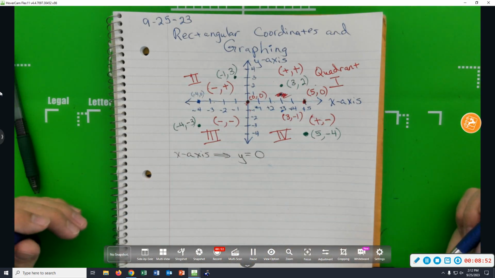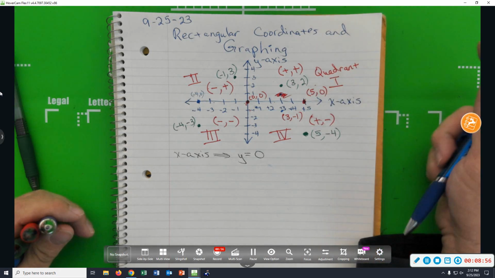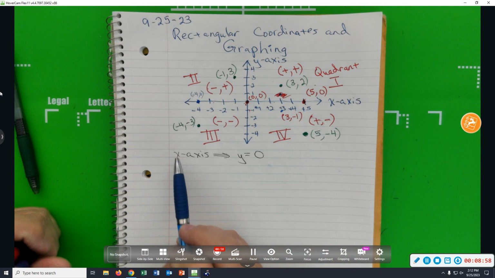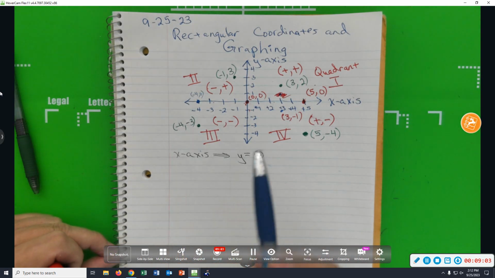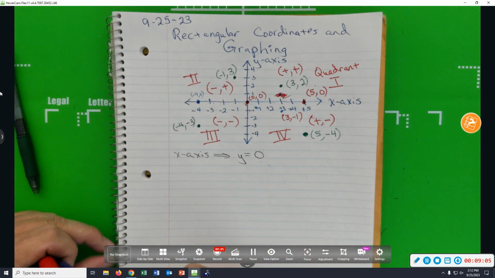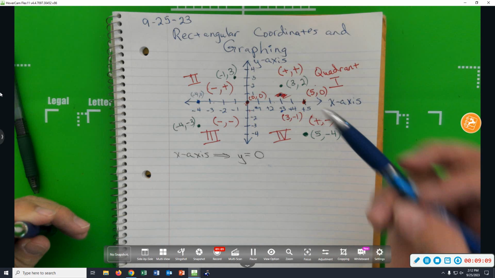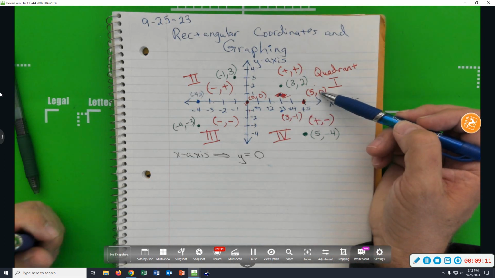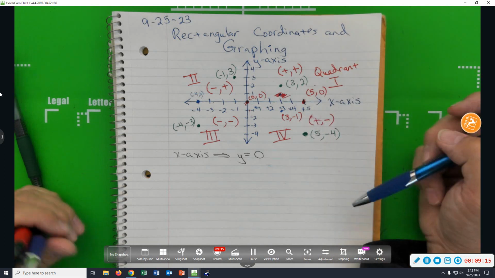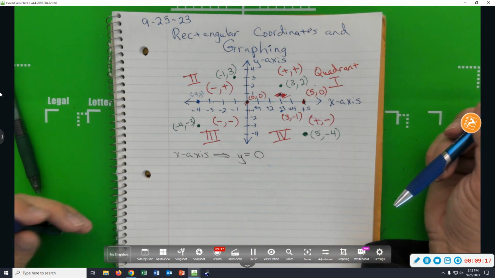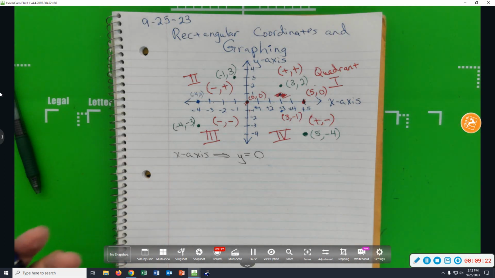And it should be obvious why that is. If a point is on the x-axis, the y value is 0. Because if that y-coordinate is anything other than 0, you're going to have to move up or down, so you wouldn't be on the x-axis. Let's apply that same logic to the points on the y-axis now.